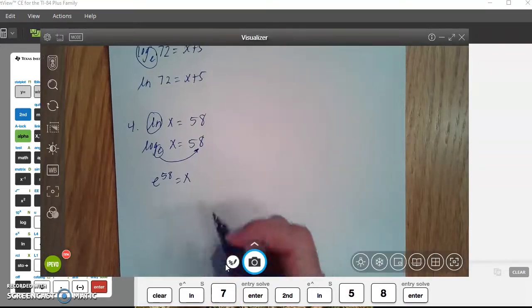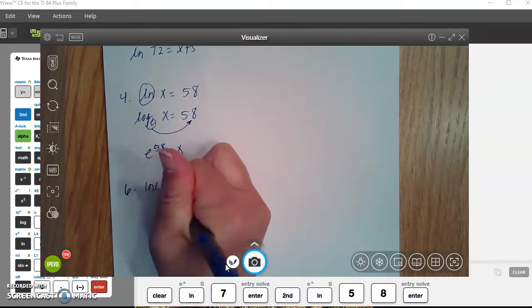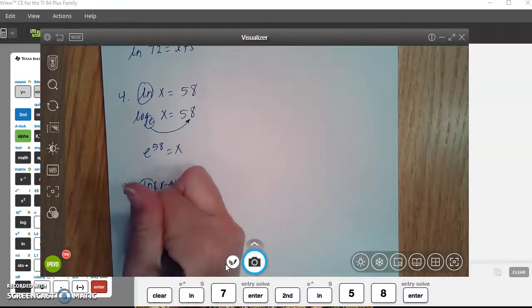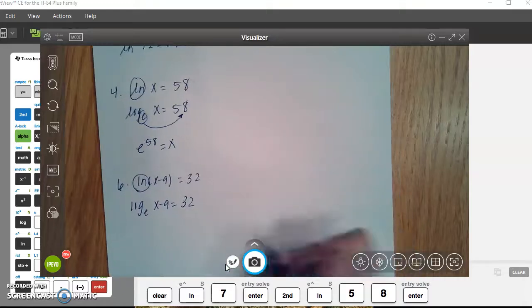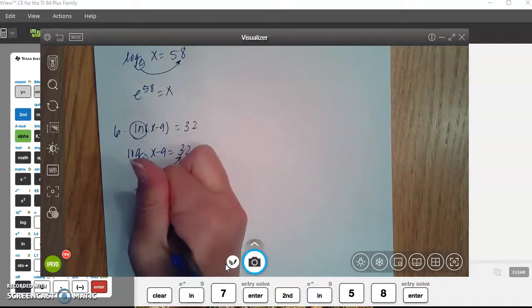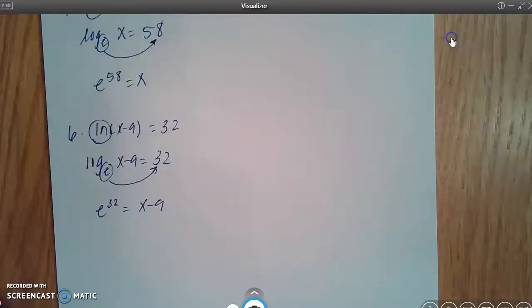Okay? Let's look at number 6. You get the idea. Number 6, we have natural log of x minus 9 is equal to 32. Once again, your natural log is the same thing as log base e of x minus 9 is equal to 32. We would take my base e and it becomes your base to your 32 and you get e to the 32 is equal to x minus 9. I guess I should enlarge the screen for you.